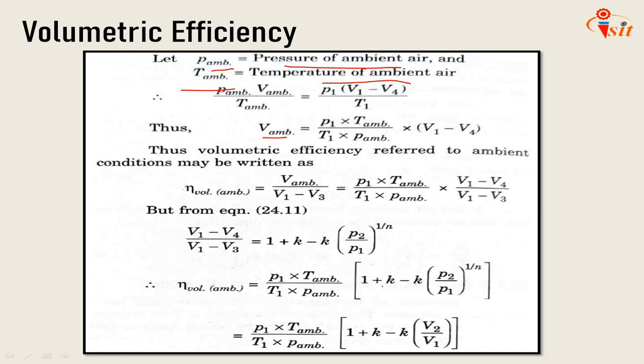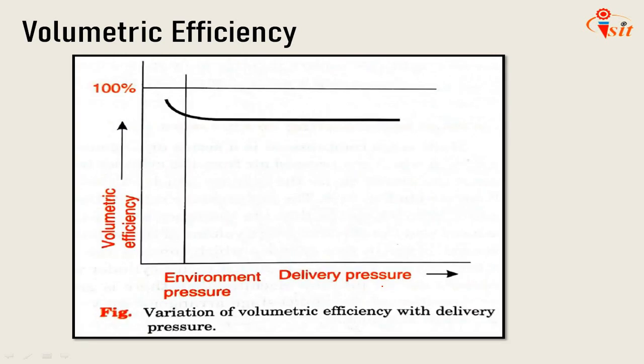So this efficiency should not be used for finding out the dimensions of the cylinder. For finding out the dimensions of the cylinder, only the volumetric efficiency based on suction conditions should be considered.